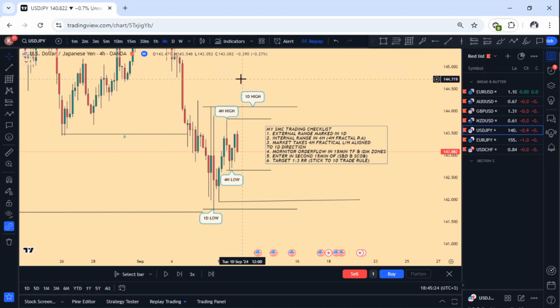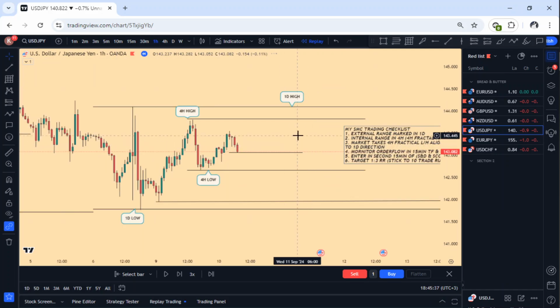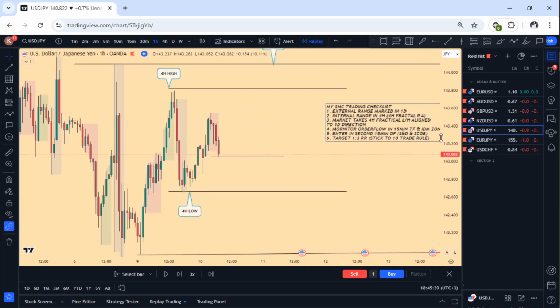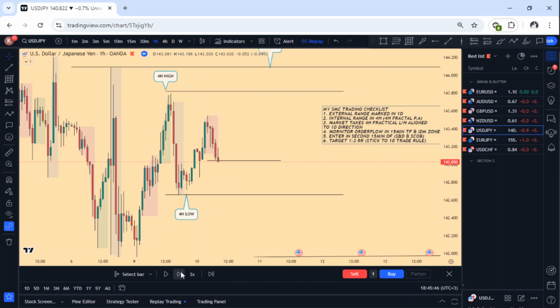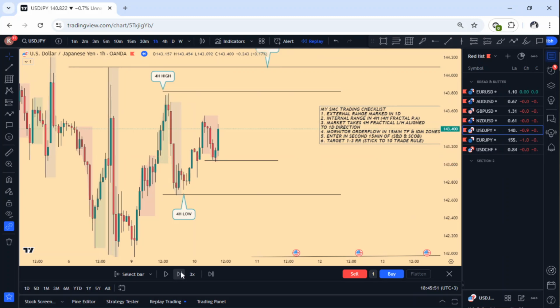After this, I start and wait for the market in 15 minutes and 1 hour. So let's go to 1 hour and see. I'm expecting this to be taken here. So let's see what happens. And immediately it goes up. This is 9 a.m., not yet my window.